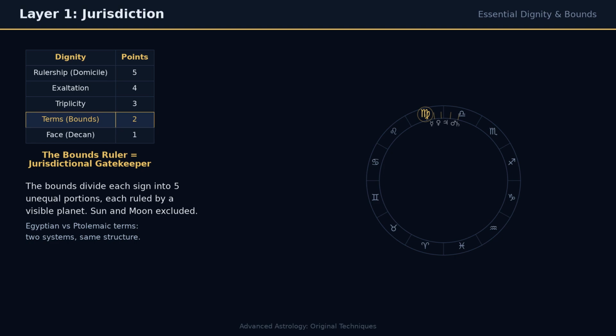But here is the original contribution. We weight the bounds ruler as the jurisdictional authority. The planet that rules the bound your significator occupies sets the condition that must be fulfilled before the domicile lord can express its genius. This is the gatekeeper principle.